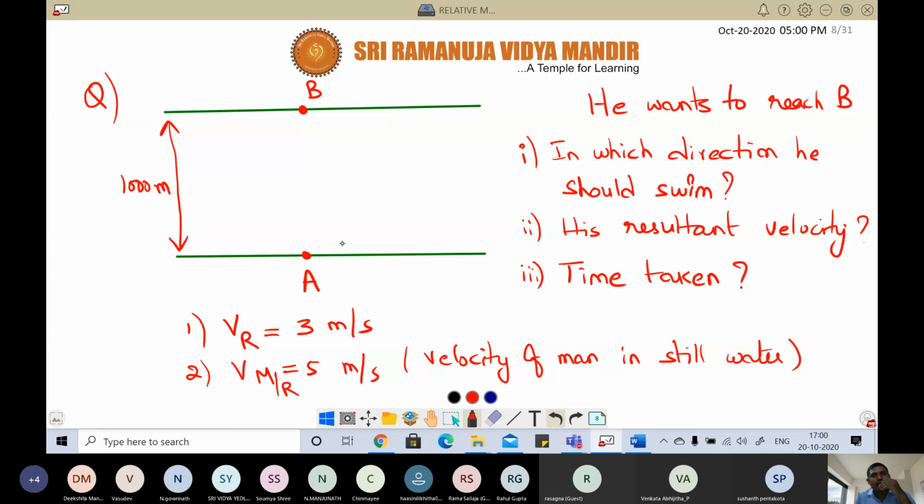Try to follow the diagram method. It's very easy. That's why the purpose of showing this animation and all is so that you will have a picture in your mind. Okay, what is happening, in which direction he is putting his effort, and in which direction finally he will reach.